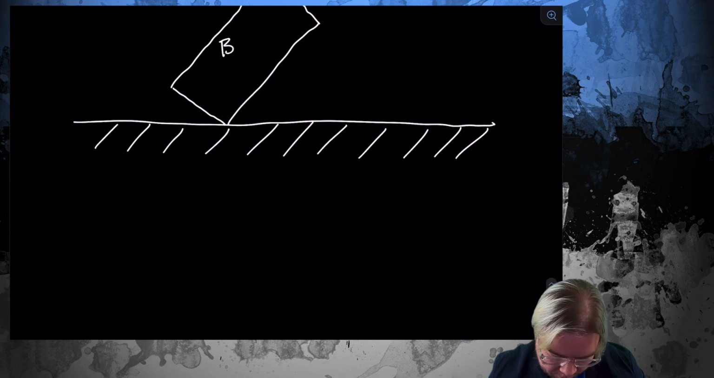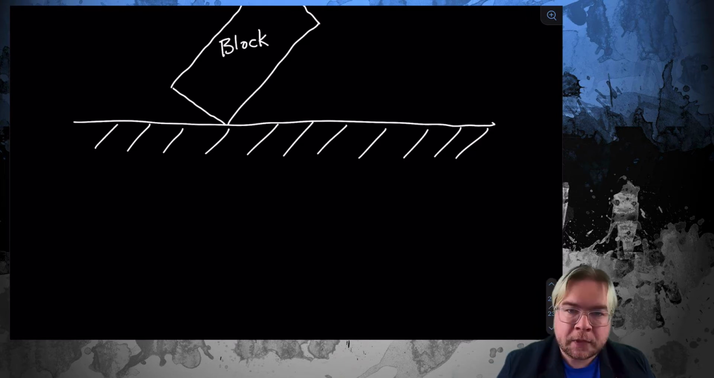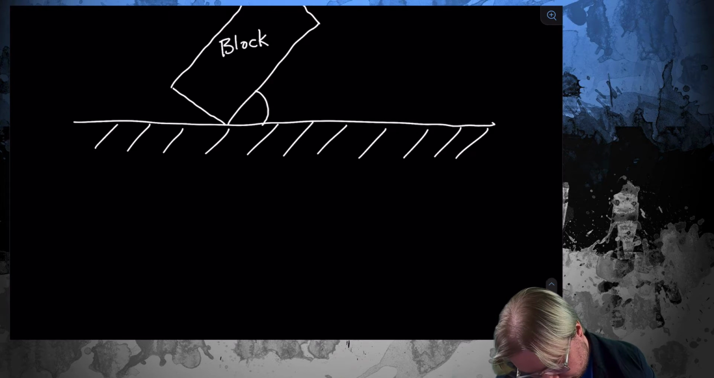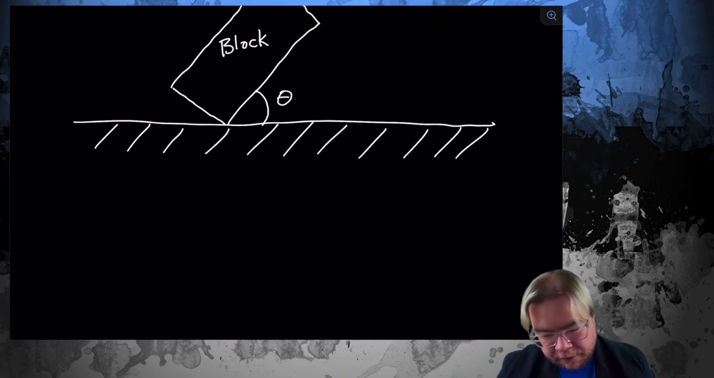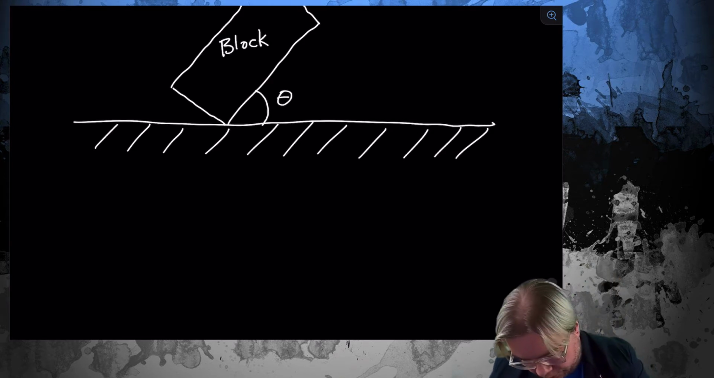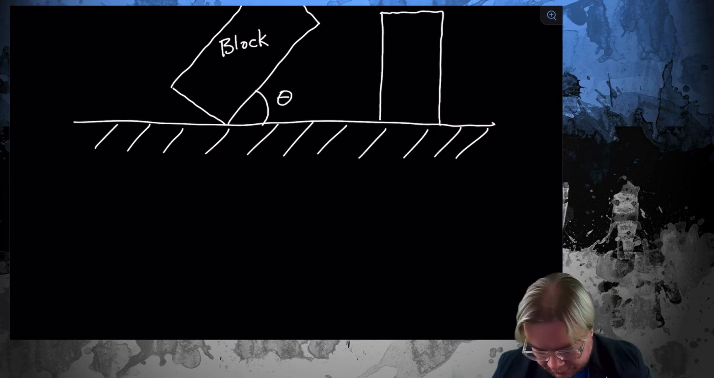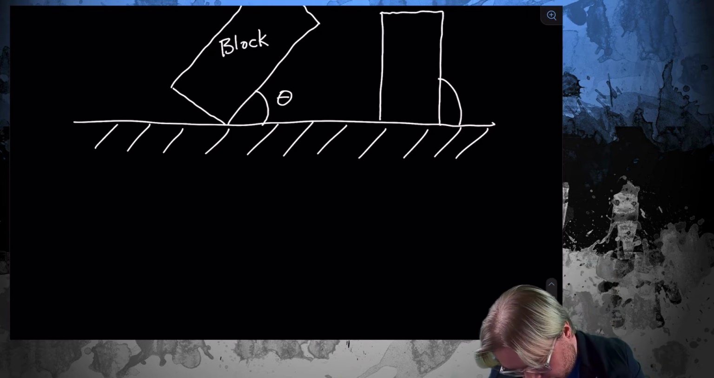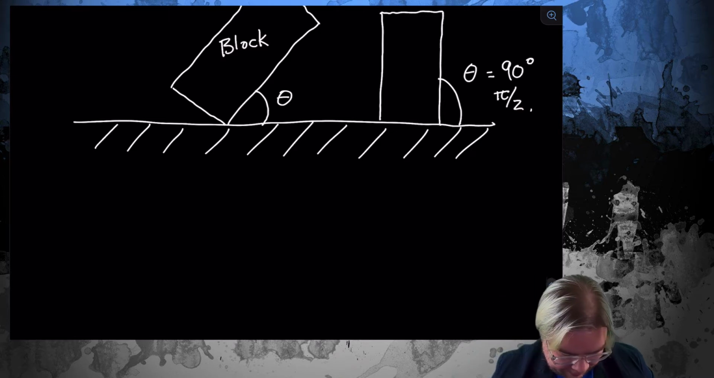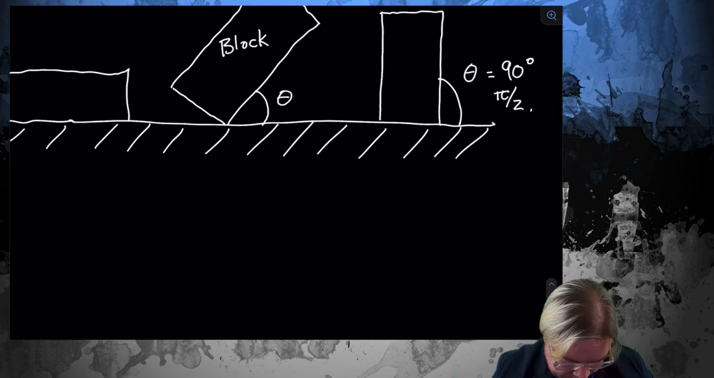So this is my block. And this angle, I'll call theta. So if I have a block that's standing up on its edge, then this angle theta will be 90 degrees, or pi over 2 radians. And if my block is laying on its side, then theta will be 0.